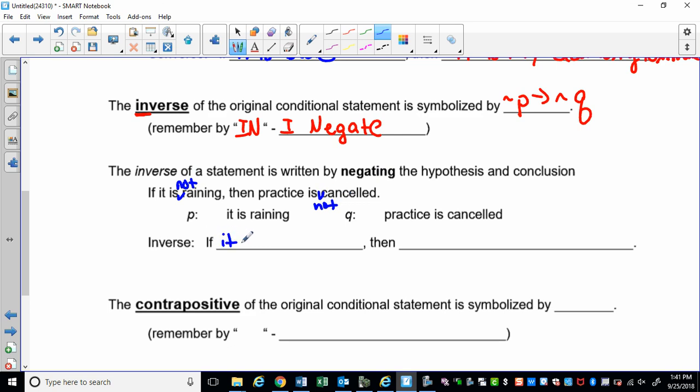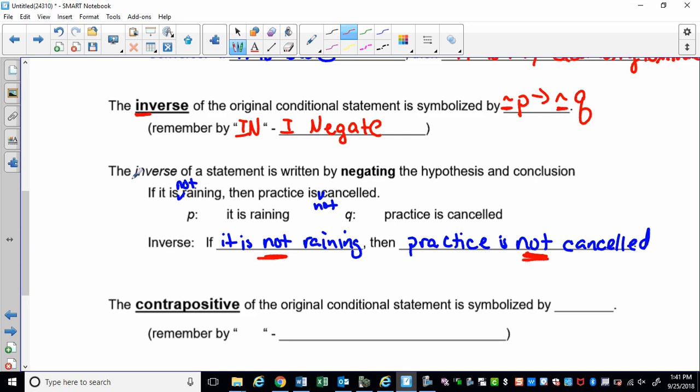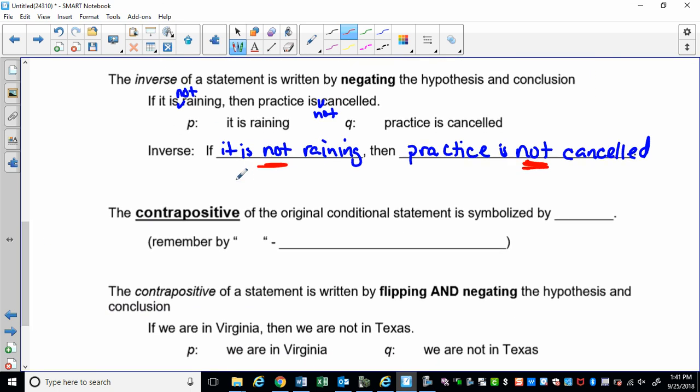If it is not raining, then practice is not canceled. All we did was we put not P and not Q. Not raining, not canceled. The contrapositive is kind of a mixture of both the converse and the inverse. So contrapositive is symbolized by not Q, then not P. So we're flipping them and we're negating them.